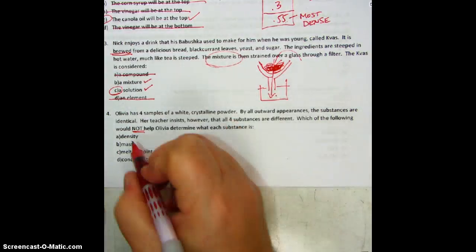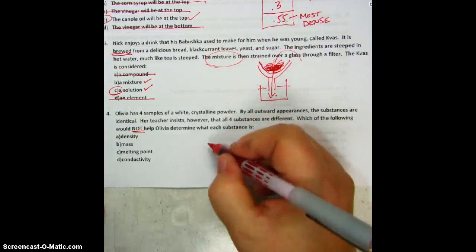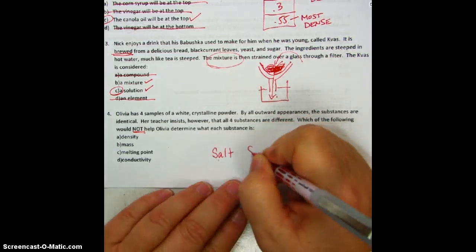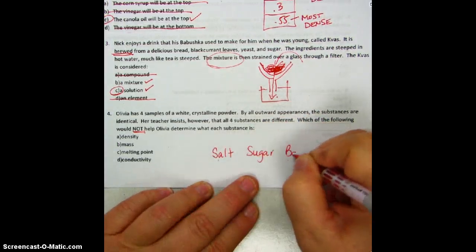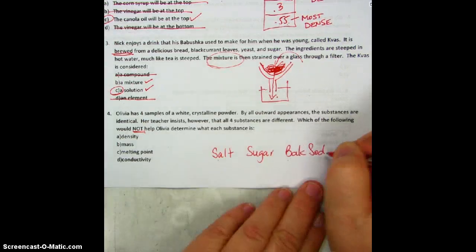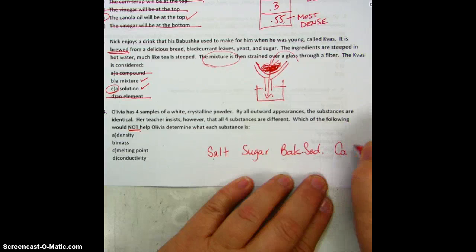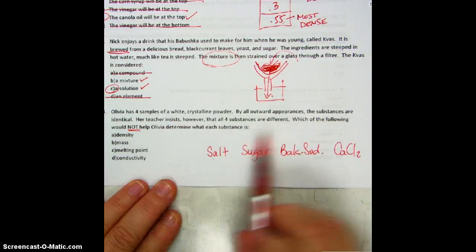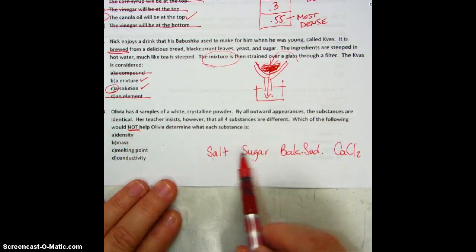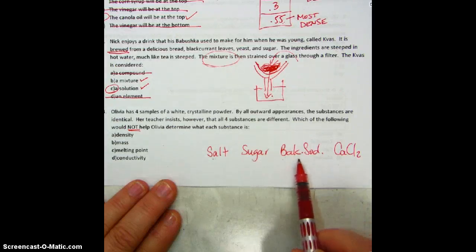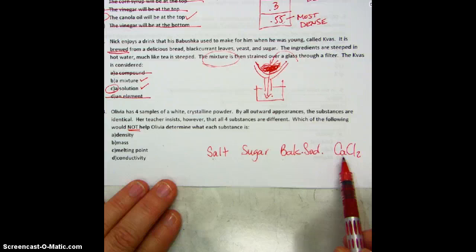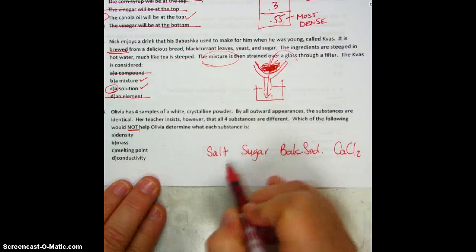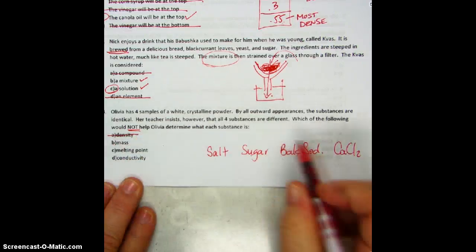Now, the density of each substance is different for each of the substances. So let's say we have salt, sugar, baking soda, and, I don't know, calcium chloride. Okay, so those are the 4 substances, and they're white powders, okay? So the density of salt is different from the density of sugar, which is different from the density of baking soda, which is different from the density of calcium chloride. Each of these has their own density. So that would actually help her determine the identity of the substance.